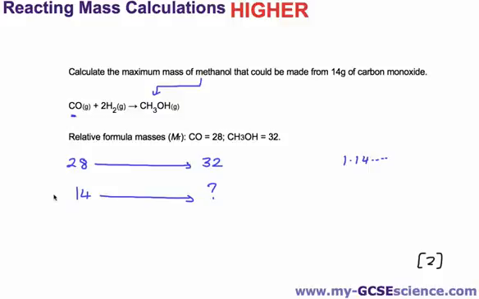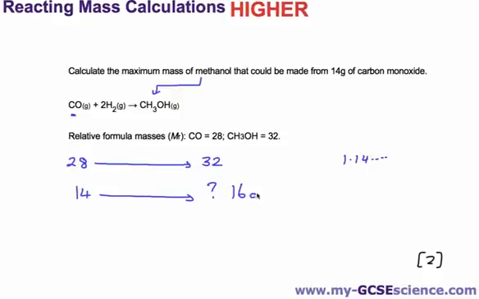But if you look, in actual fact, if we're working with it like a ratio, 28 to 14 have actually halved that. So whatever I did to the 28 I can do to the 32, and that gives me 16. So that's 16 grams of our methanol that's produced from 14 grams of carbon monoxide. So that's a reasonably straightforward one, and you would get 2 marks for doing that in the exam.